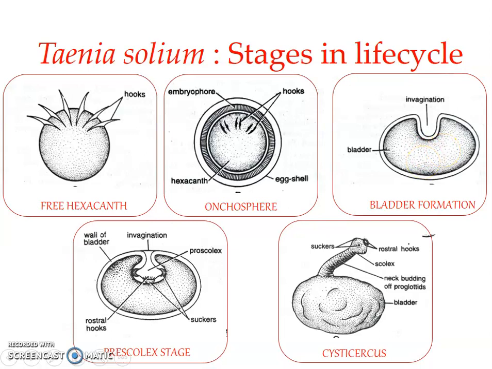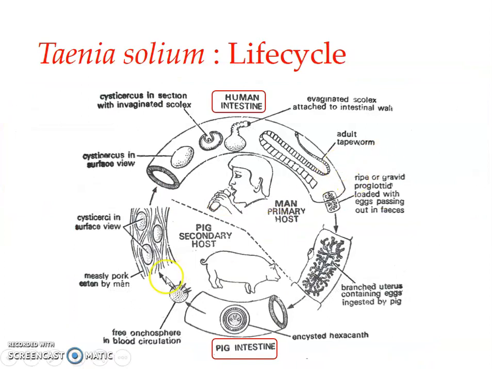Now that is where we are going to see the next phase, that is the cysticercus or bladder worm formation, and how it is formed from the hexacanth. Now the hexacanth, which is devoid of any hooks, absorbs nutrition from the host tissue. Which is the host now? The host is the secondary host, the pig.